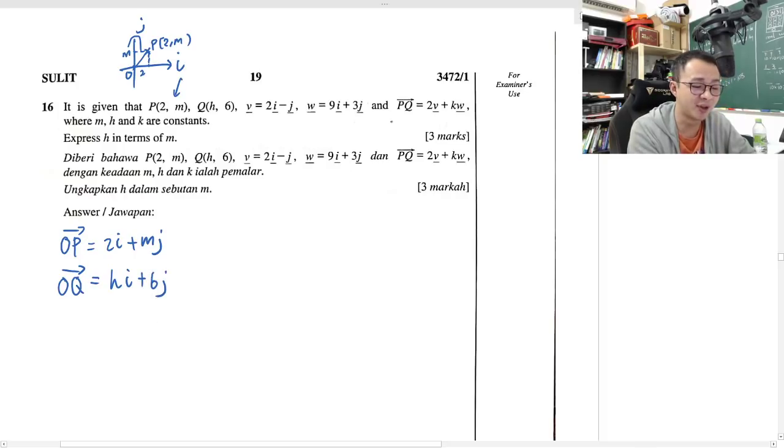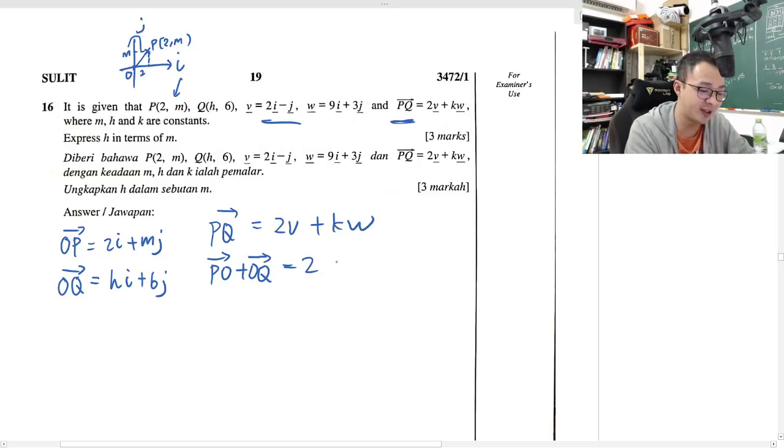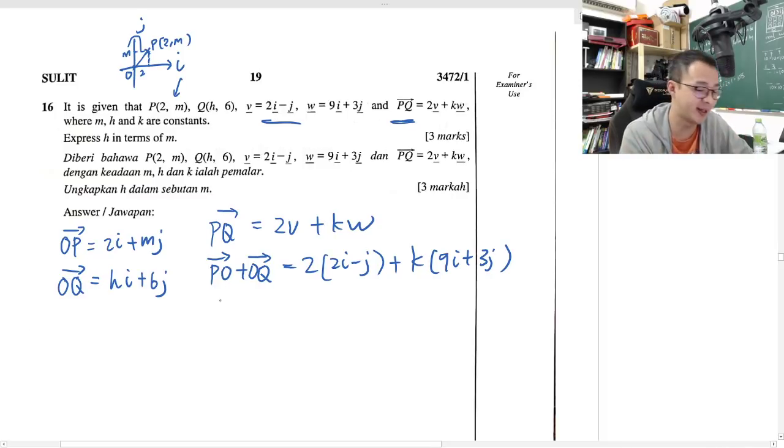Why do I want to do that? Because I see a PQ here. In order to do PQ equals 2v plus kw, right? PQ is basically PO plus OQ, isn't it? So therefore 2v, we have v here, which is 2i minus j, plus kw, w is 9i plus 3j. And I have the PO, which is the opposite of OP, so I add a negative for both. And this one I just copy, hi plus 6j.